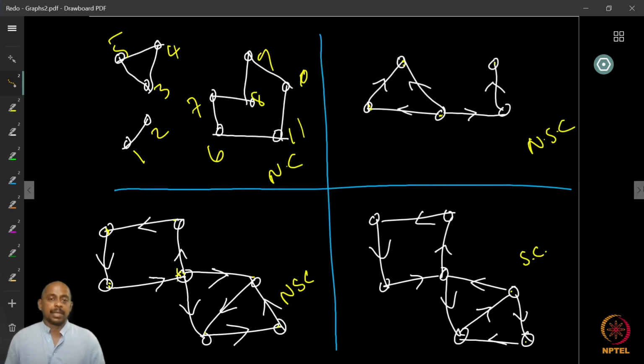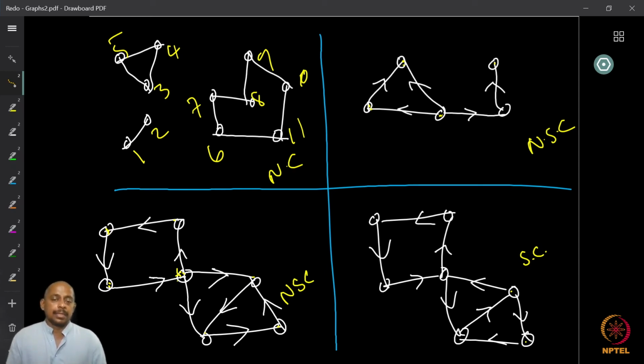So here are some examples. The first one is basically an undirected graph which is not connected because it has several parts where I can go from 1 to 2 and 2 to 1, but I cannot go from 1 or 2 to, let's say, 3, right? So there is no walk or path from 2 to 3. So therefore, this graph is not connected.